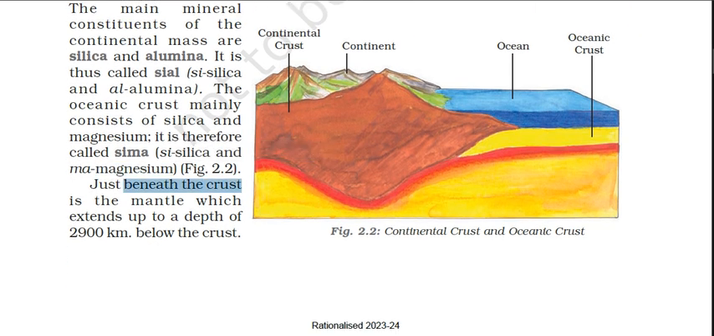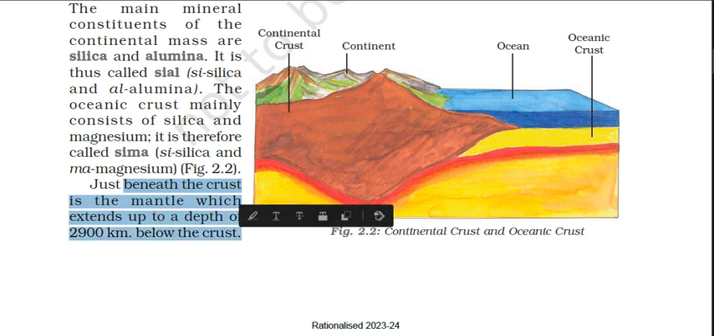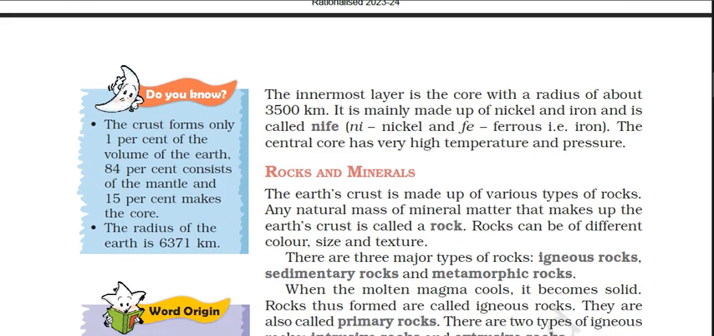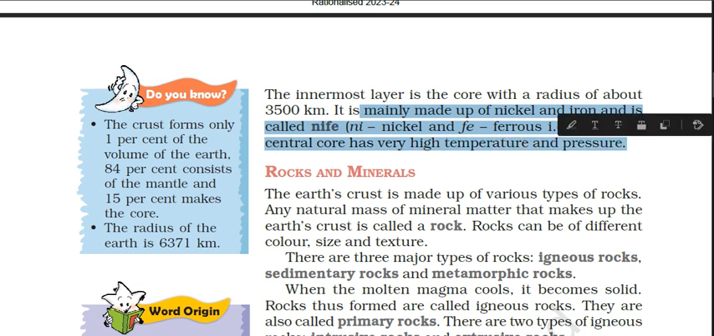Just beneath the crust is the mantle, which extends up to a depth of 2,900 kilometers below the crust. The innermost layer is the core, with a radius of about 3,500 kilometers. It is mainly made up of nickel and iron and is called Nife. Ni is for nickel and Fe is for ferrous, that is iron. The central core has a very high temperature and pressure.